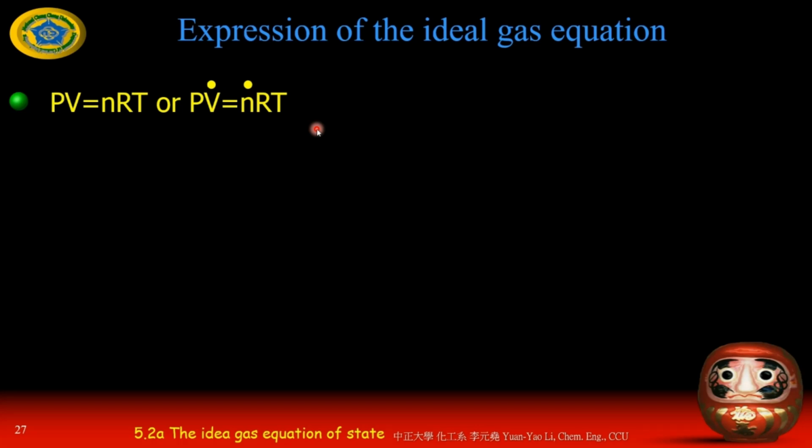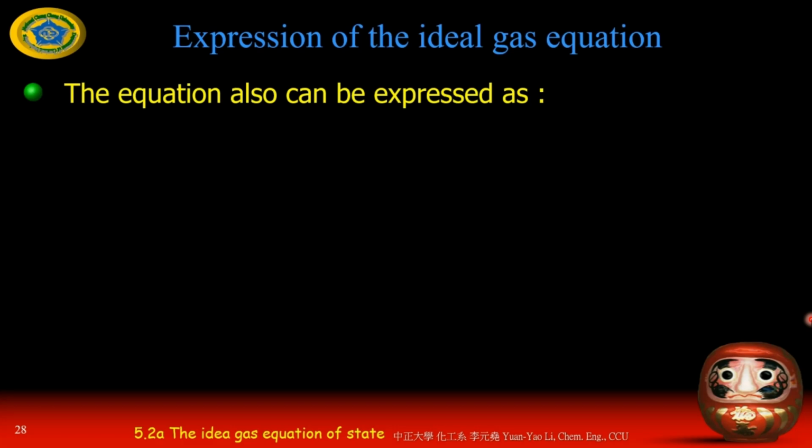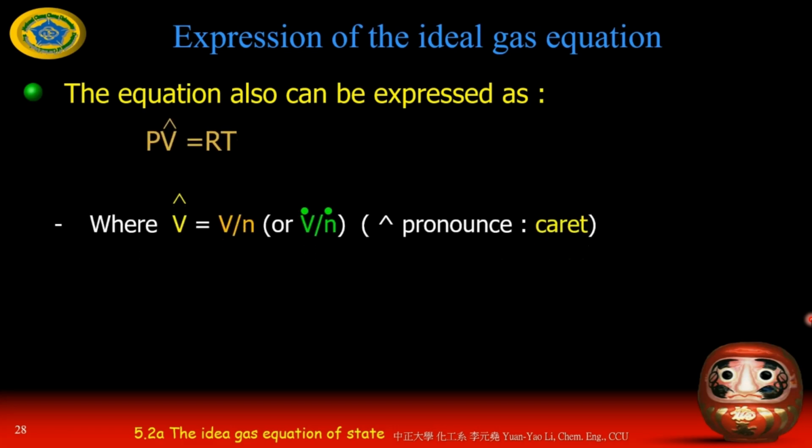We can draw a flow chart to represent P V-dot equals n-dot RT. I don't want to waste your time here, so I just let you know this is very easy to remember. If you divide by time here and divide by time here, you will have this equation. The equation can also be expressed as P V-hat equals RT, because n is the mole. If you have volume divided by mole, this is called V-hat.